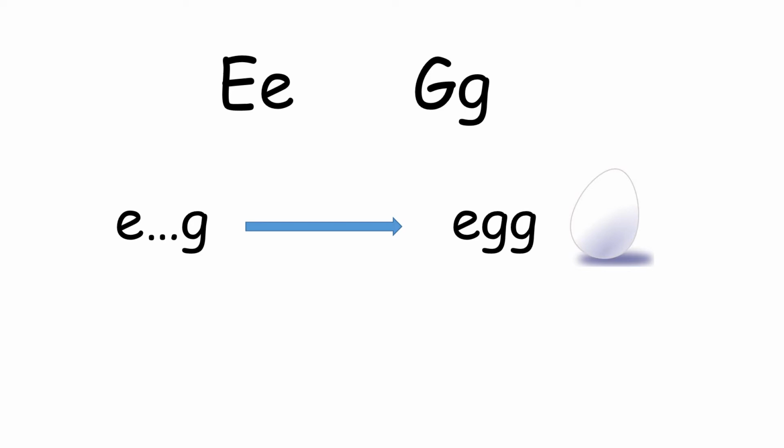Okay, let's read this. Sound it first. Eh, g, egg. Egg. Egg becomes egg. Again, let's sound it. Egg. Egg. Okay, it's your turn. Sound it first. Again. Egg. Good job.